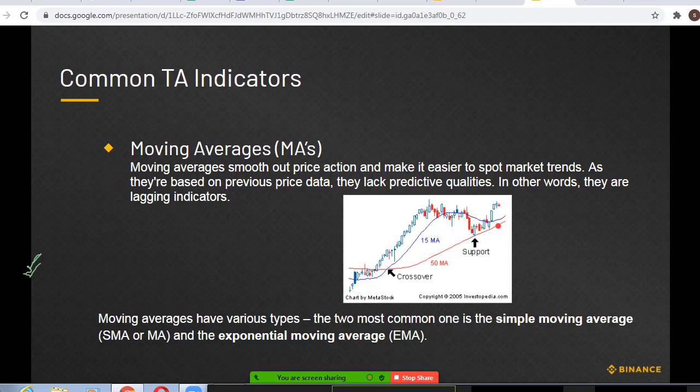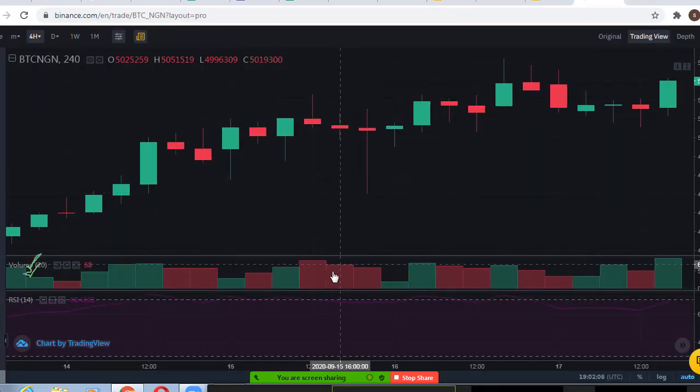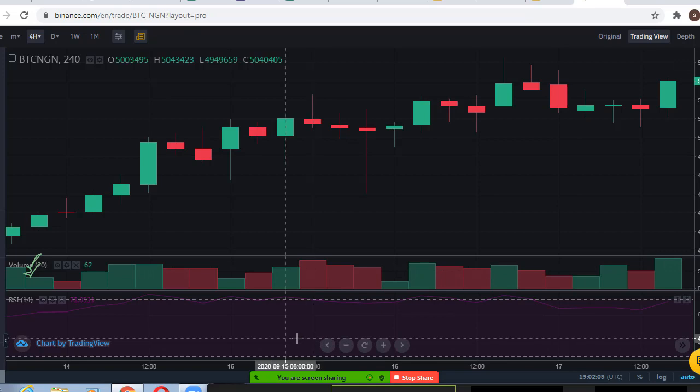And we have several types of moving averages, but the most commonly used ones are the simple moving average and the exponential moving average. So you can as well put the moving average. You can remove our RSI.